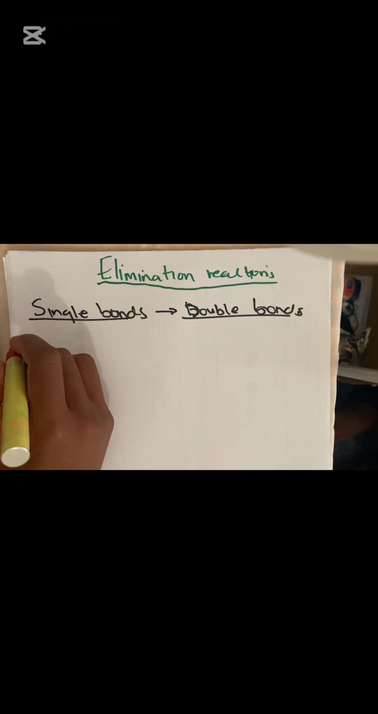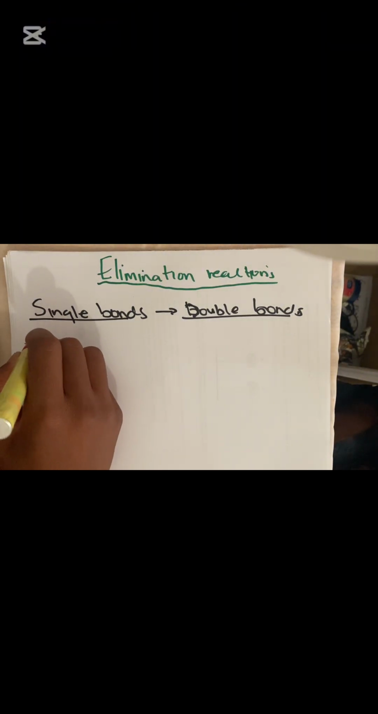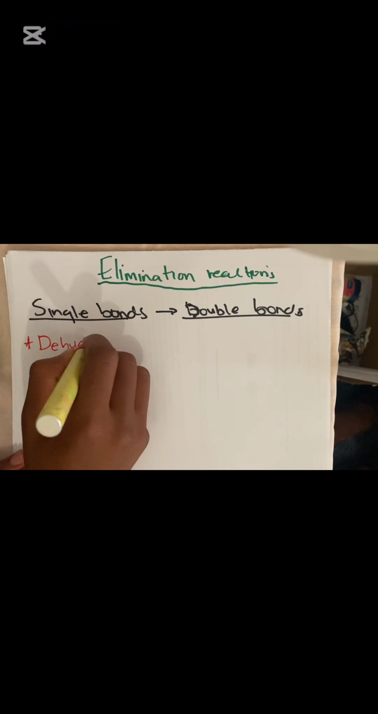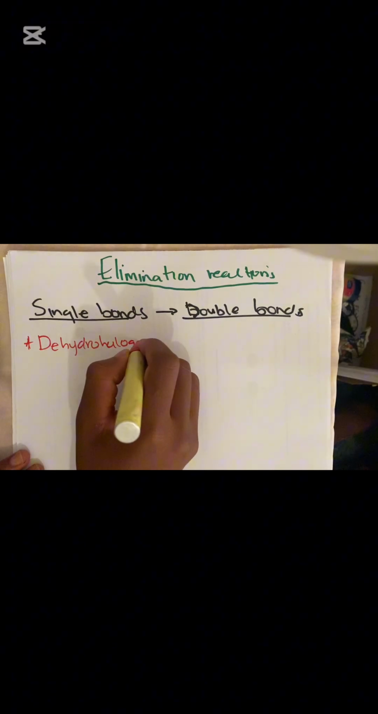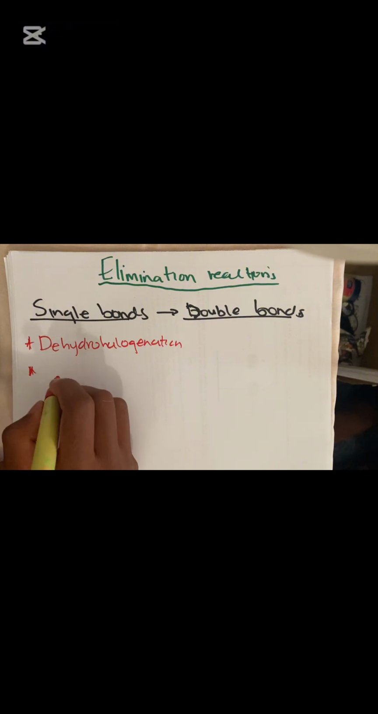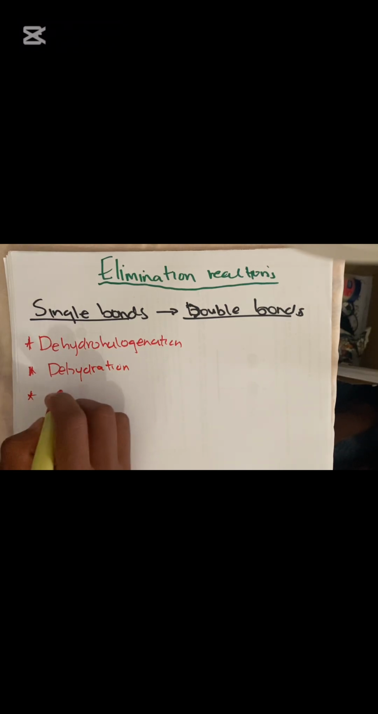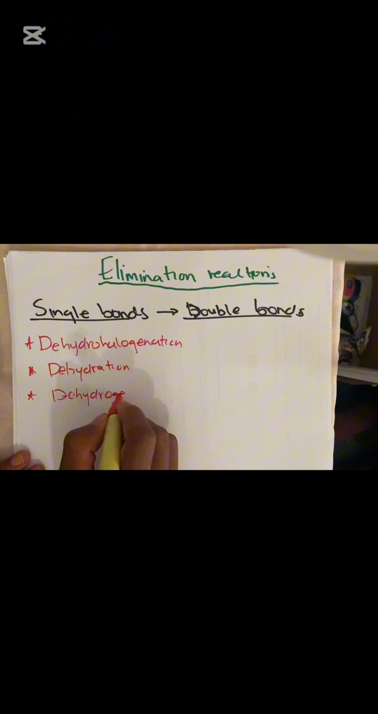So now we have different types of elimination reaction. What types of elimination reaction do we have? Number 1, we have dehydrohalogenation. Number 2, we have dehydration. And then number 3, we have dehydrogenation.